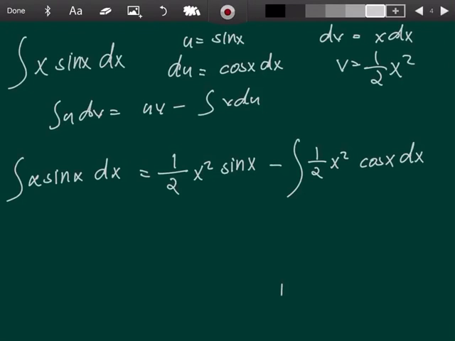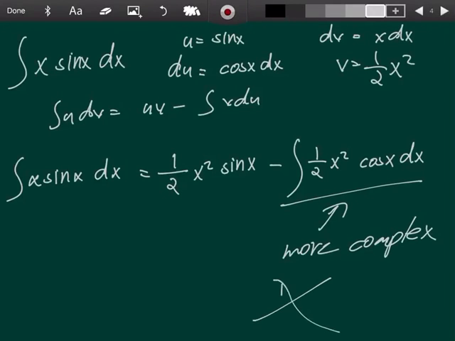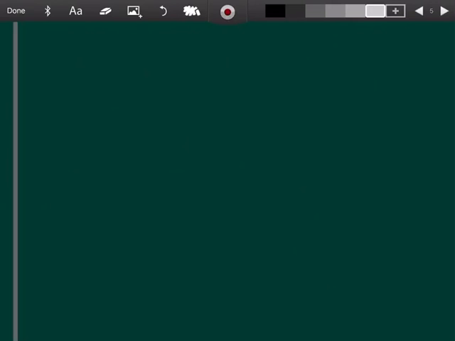Okay, so ano yung two general rules? dv must be integrable, check. And what? The integral of v du must not be more complex than the integral of u dv. So, is the integral of 1/2 x squared cosine x dx more complex than the integral of x sine x dx? Yes. So, ano naman ito? This is more complex. Diba? So, iba na naman. So, gagawa na naman tayo ng isa pang way to solve.